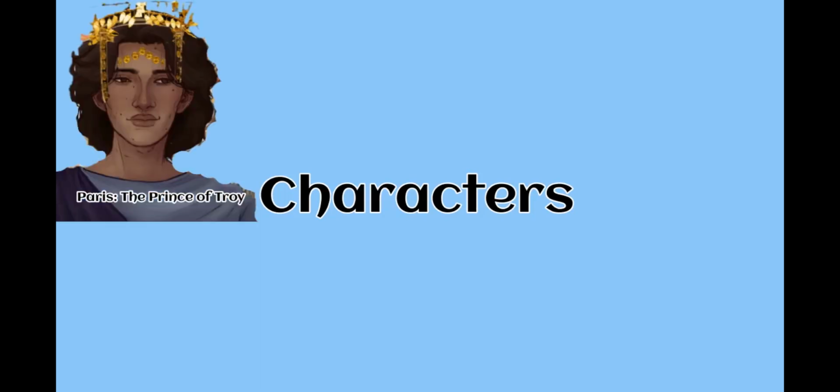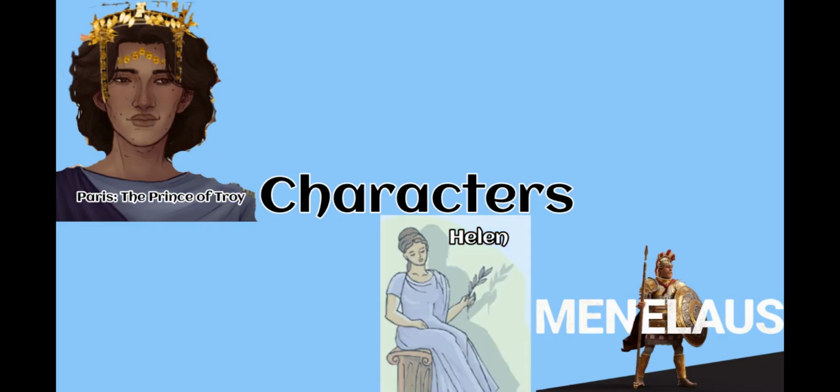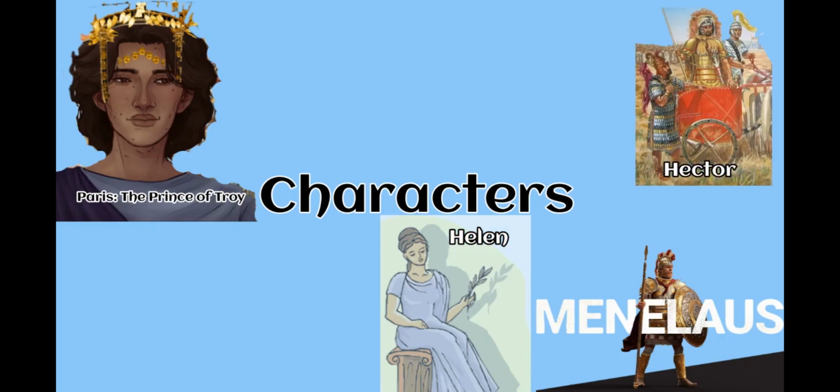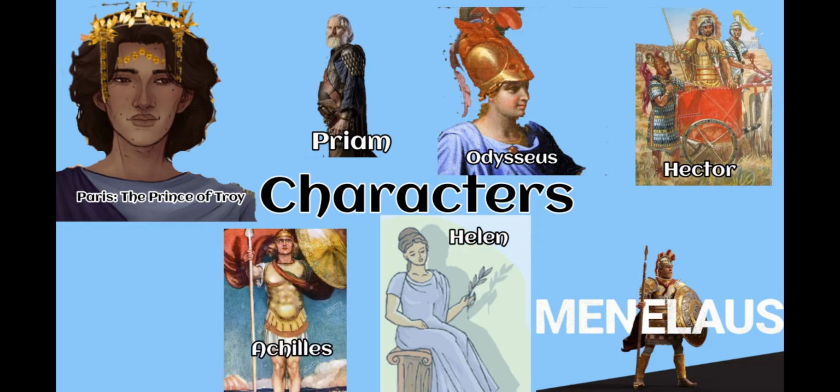Now let's see the characters of this story. Paris, the prince of Troy. Menelaus, king of Troy. Helen, wife of King Menelaus. Hector, Greek army leader of Troy. Odysseus, the king. Priam, king of Troy. Achilles, great warrior of Greek and the priest of Troy.